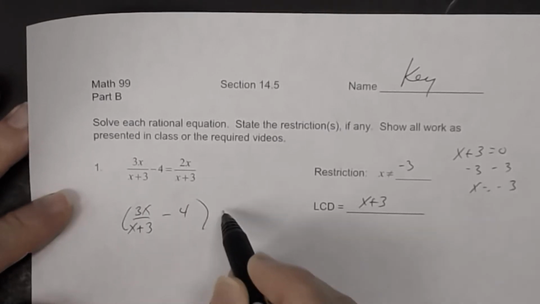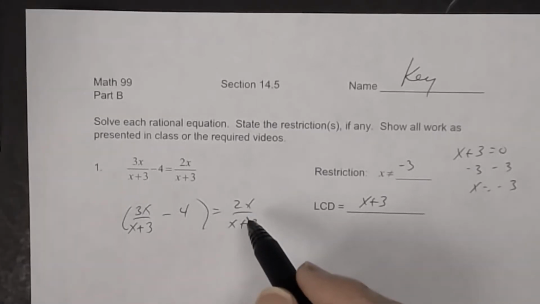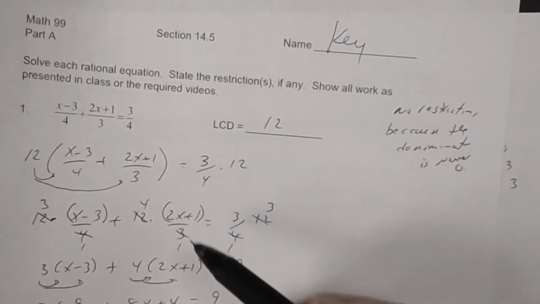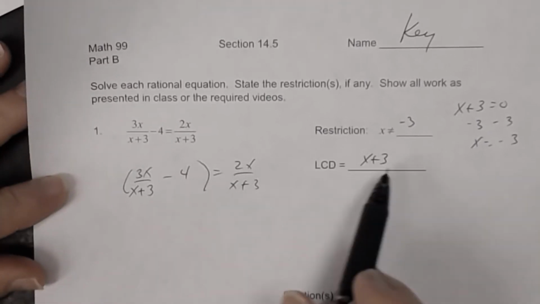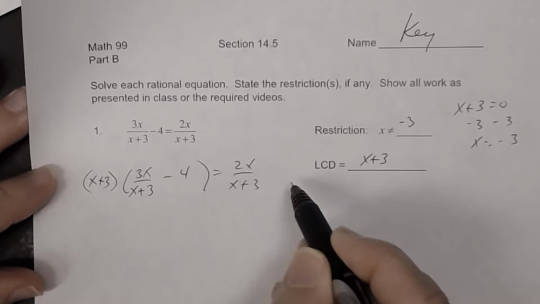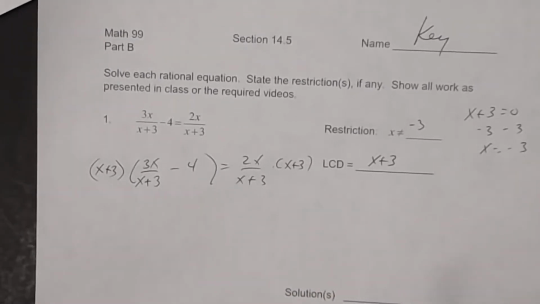All right, just like that, equal, and then 2x divided by x plus 3. Remember, we didn't put this in parentheses because that was just one rational expression. I just have one there, so I'm going to leave it alone. Now remember, what we're going to do next is multiply by the LCD. So x plus 3, put that in parentheses, x plus 3. Put it in parentheses so you don't mess up.